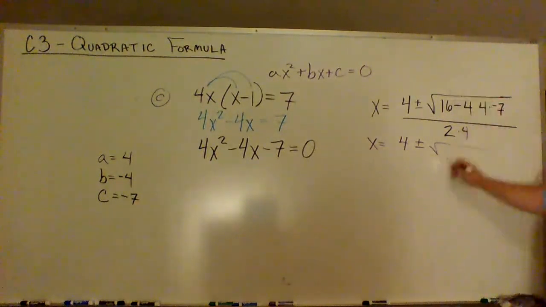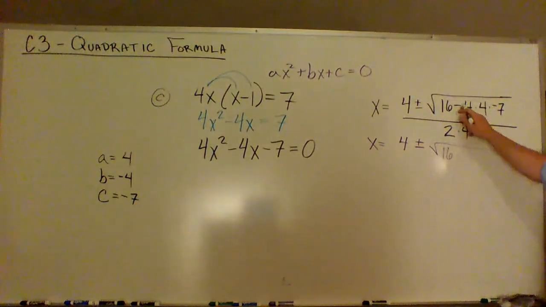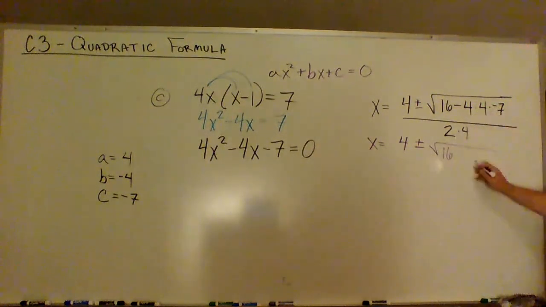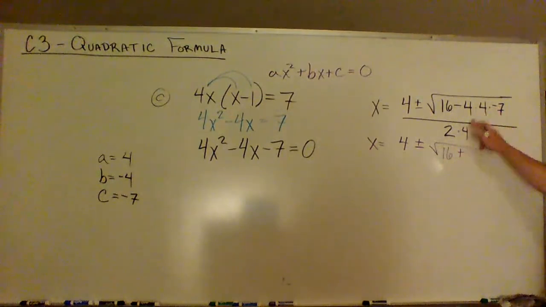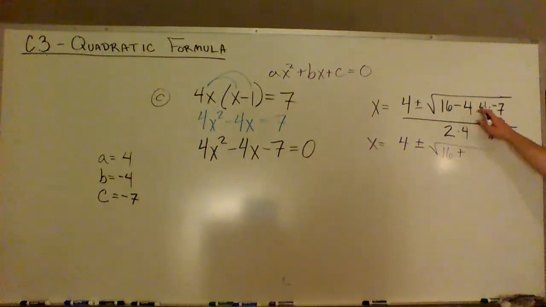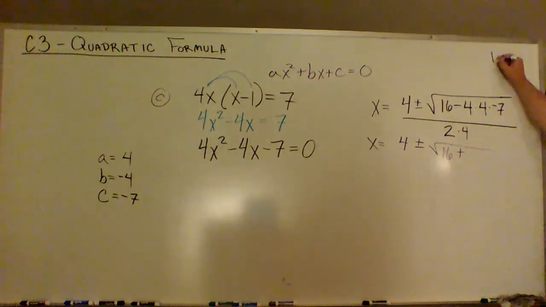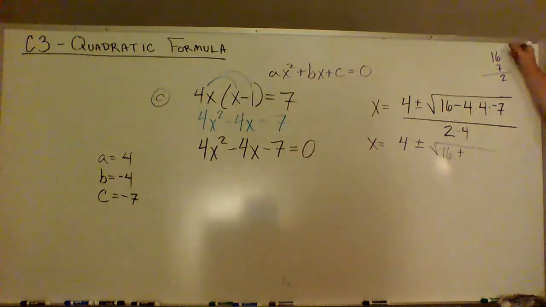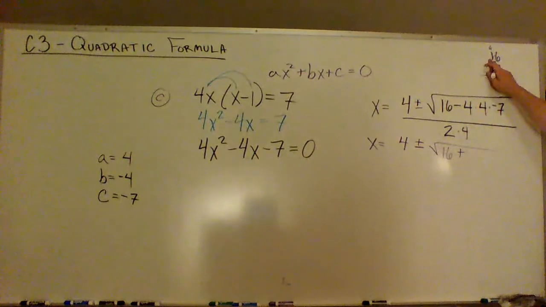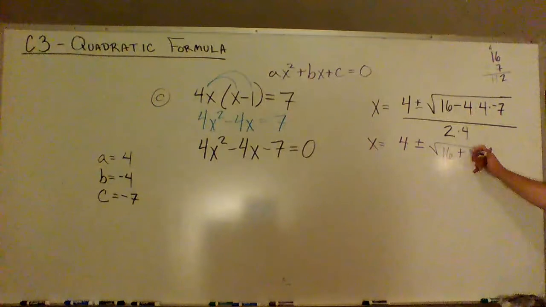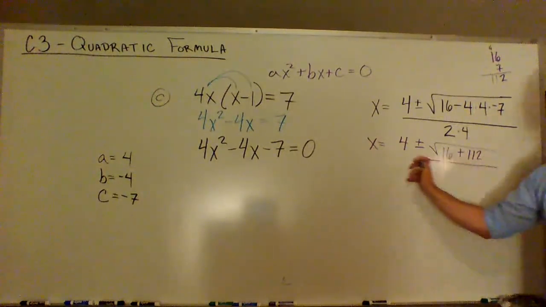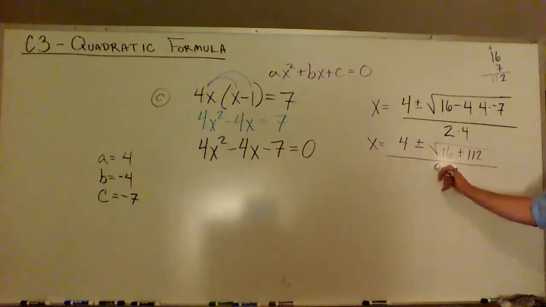Oh, that's just too much at one time. So we got 16, right? A negative times a positive is going to make a positive. All right, negative and a negative makes positive. Here we have 4 times 4 is 16 times 7. 16 times 7. 7 times 6 is 42. Carry the 4. 7 times 1 is 7, plus 4 is 11. So this is going to be 16 plus 112, all divided by 2 times 4, which is 8.